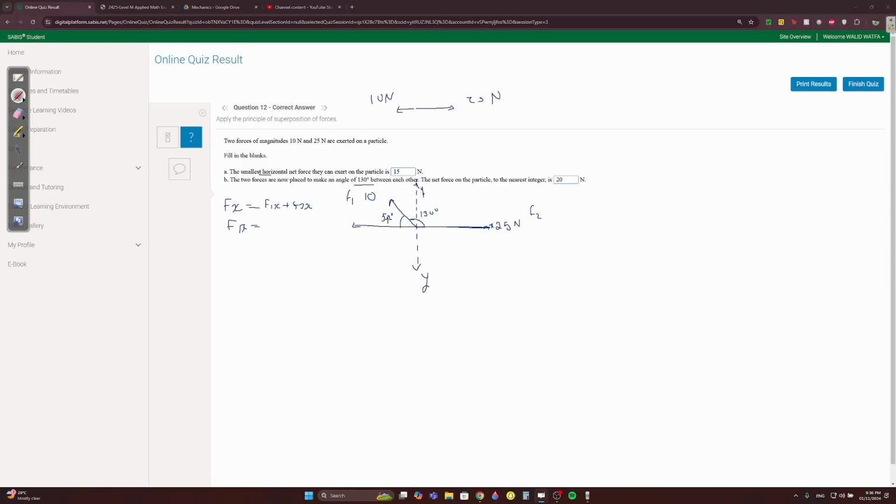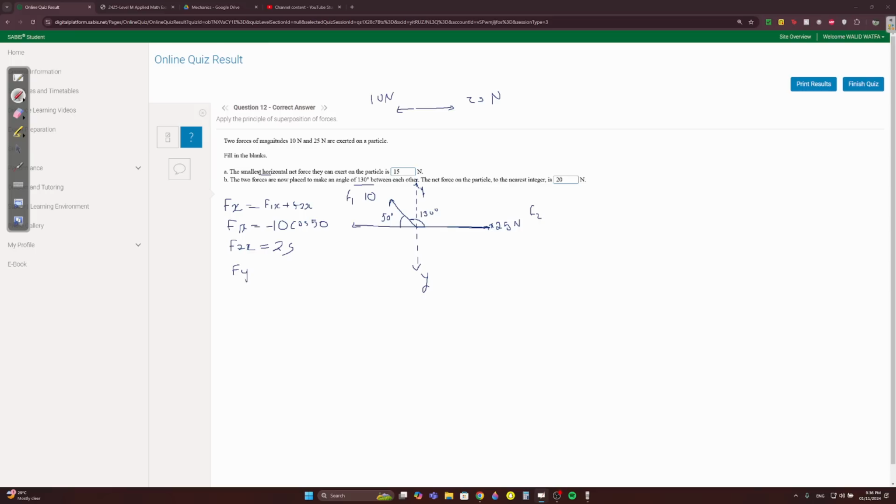Many people do it in a different way than I do it. I don't like the way they do it, and I use this way. I've been taught it since grade 10. Since it's going to the left, it's negative. The force is negative: force cosine angle. Why negative? Because it's going to the left. The force is 10 cosine 50. F2x is on the horizontal, so it's just going to be 25.